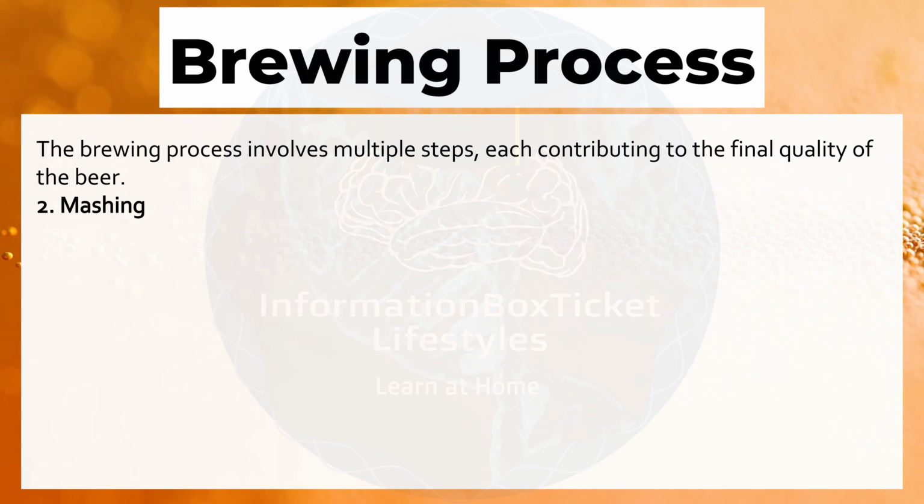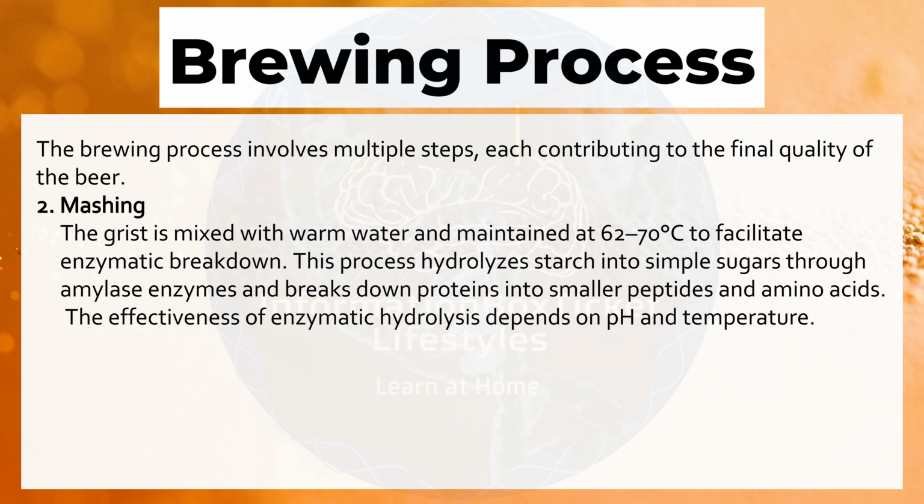Second, mashing. The grist is mixed with warm water and maintained at 62 to 70 degrees Celsius to facilitate enzymatic breakdown. This process hydrolyzes starch into simple sugars through amylase enzymes and breaks down proteins into smaller peptides and amino acids. The effectiveness of enzymatic hydrolysis depends on pH and temperature.